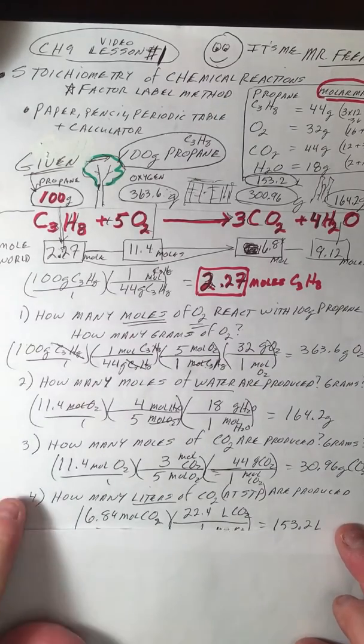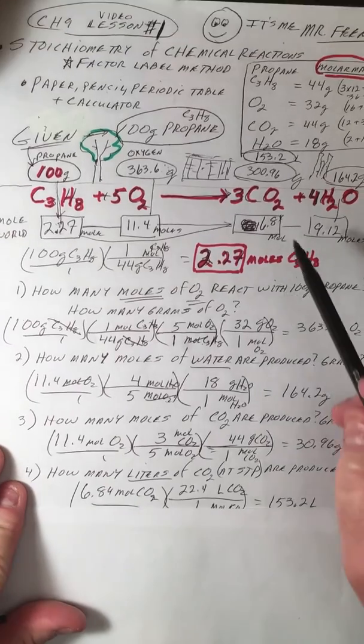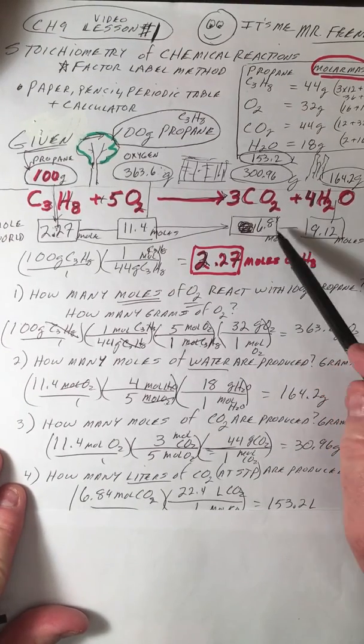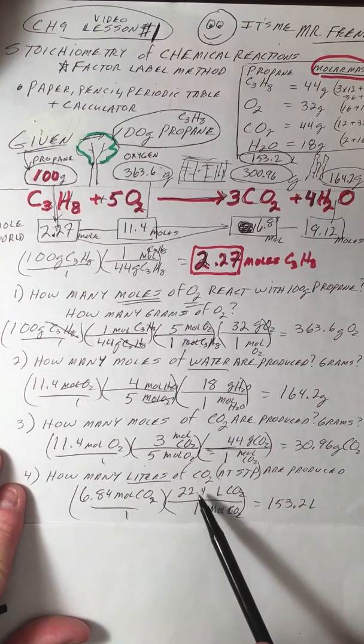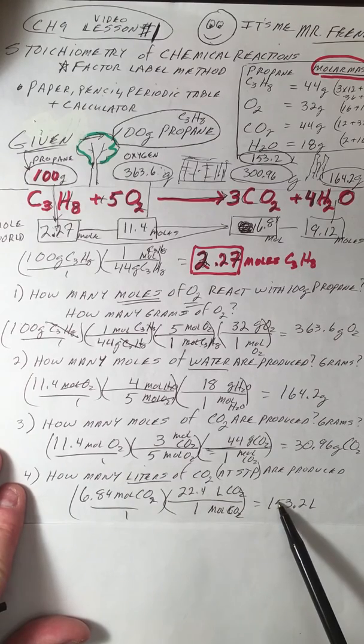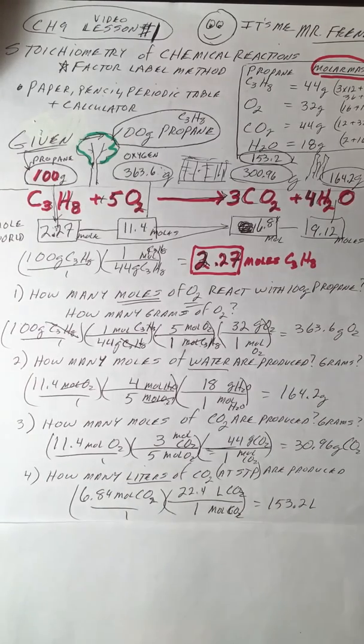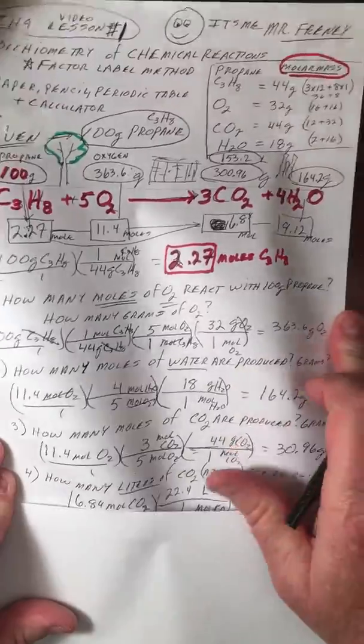So I go down here, and the easiest way to do it, start with moles. Start with moles of carbon dioxide. There we go. And 1 mole of carbon dioxide is 22.4 liters. There you go. All finished. So that's how you use factor label to do stoichiometry. Now, I will be showing you a shortcut in the next video. I'm not done with this one yet. Let's take a look at another one.